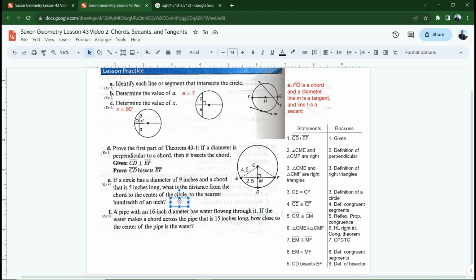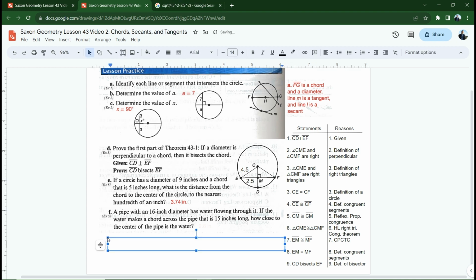Let's see if we did that one right. 3.74 inches from the center of the circle. Okay, so I'm just going to write out some work for that one so that you can see. The first most important thing is to draw a diagram of exactly what's happening. And then what we did was 2.5 squared plus b squared, which we didn't know. That's what we needed to figure out.